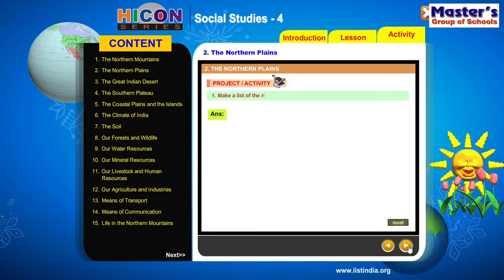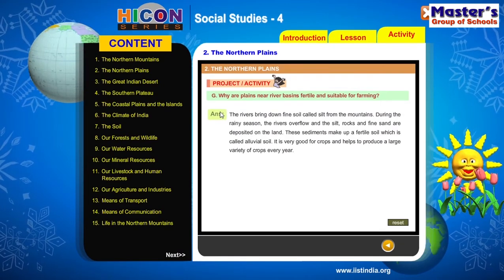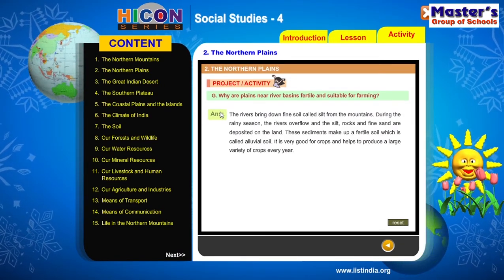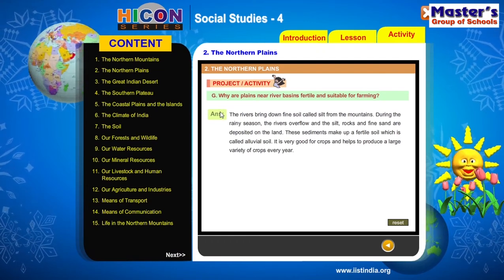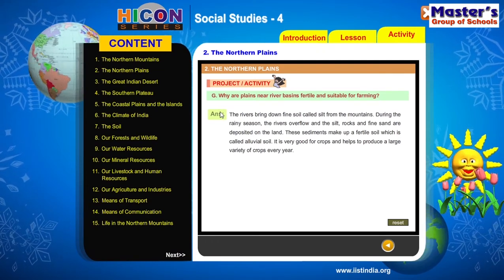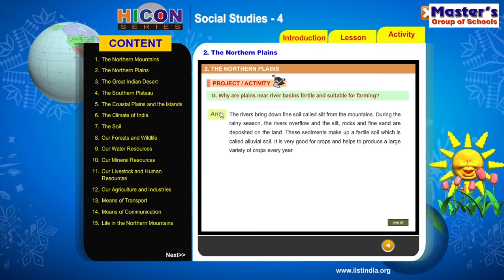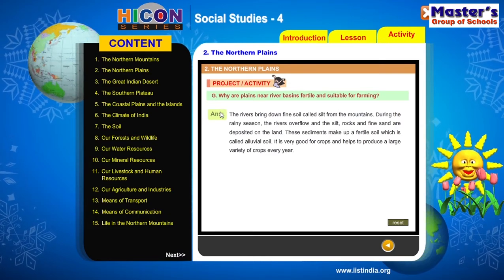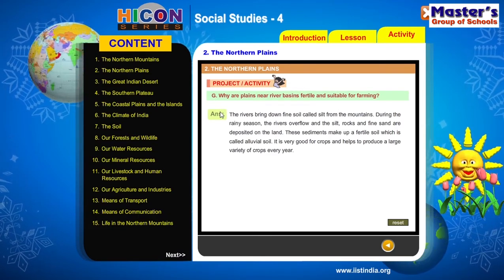Project or activity. Fine, children, that is for the lesson, the Northern Plains. You can read the questions, the lesson and the activities and the question parts in the PDF, which is also there along with this lesson.